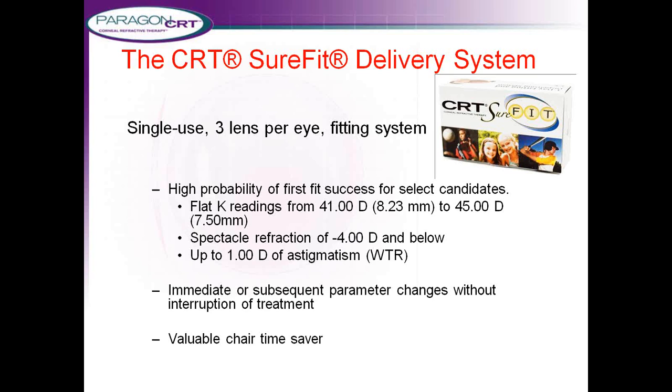The flat K readings are from 41 to 45 diopters, spectacle refraction of 4 diopters and below, and no more than 1 diopter of with-the-rule astigmatism. This is the best way to begin offering CRT to your patients if the DDS is not a purchase option for you at this time, but still allows you to have immediate or subsequent parameter changes without interruption of treatment. And it can be a valuable chair time saver.